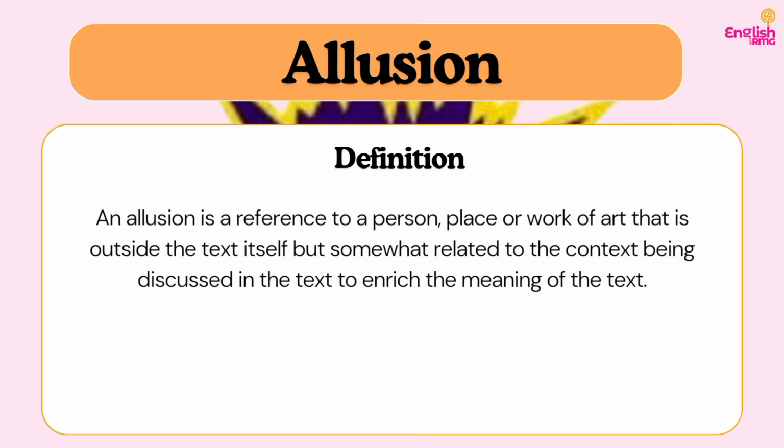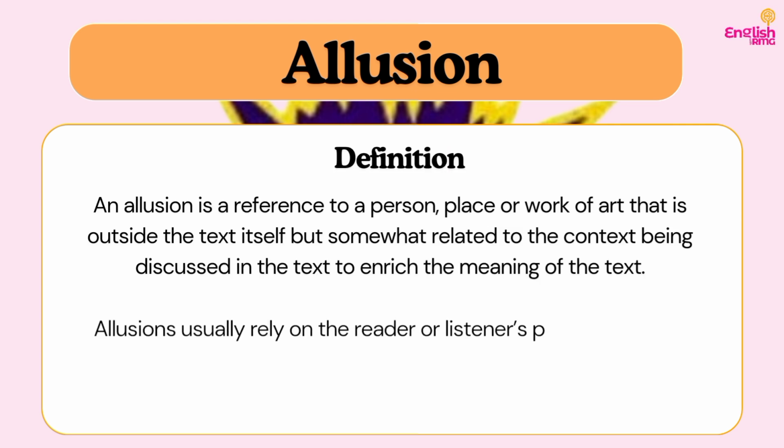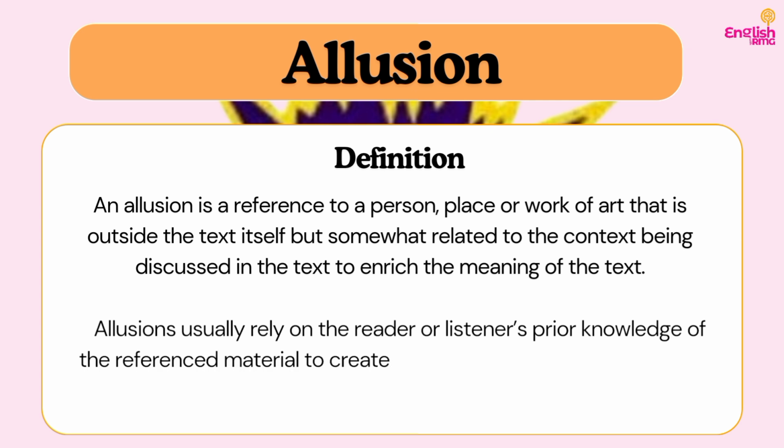Do you understand? So when you are using an allusion, you are making a reference to something that is outside the context of what you are writing. Do you understand? But you are relying on the meaning of that thing, that person, that place, that event for your reader to also unravel deeper meanings of what you are trying to say in your own write up, whether it is an essay, a composition, or a literary write up, such as a poem or a novel. Do you understand? So, allusions usually rely on the reader or listener's prior knowledge of the referenced material to create a richer and deeper meaning in the text.